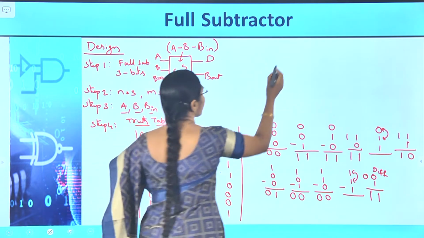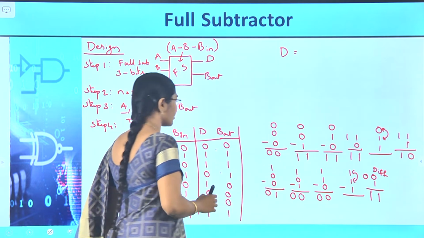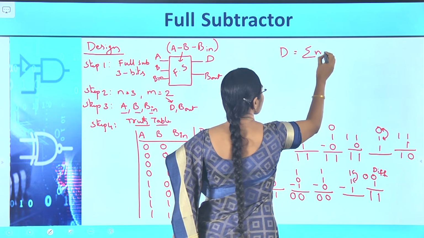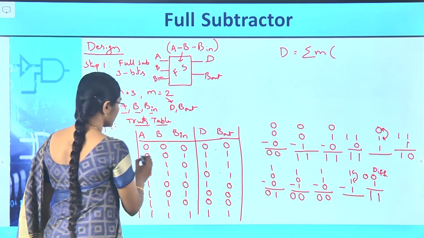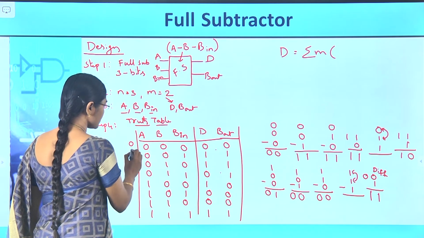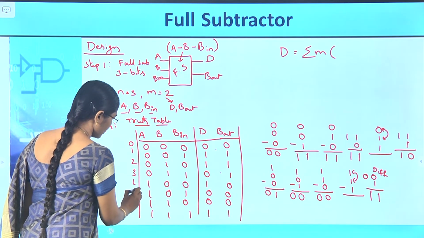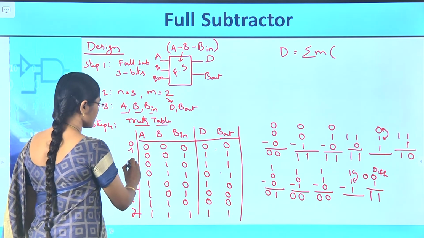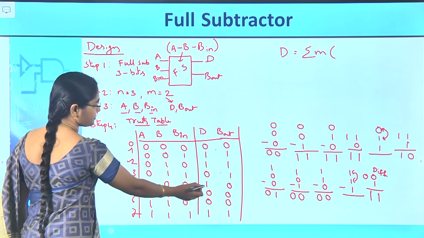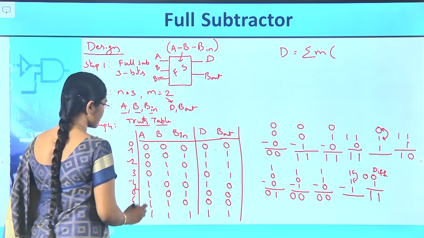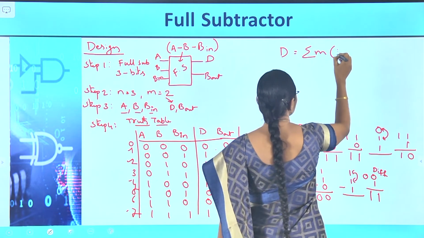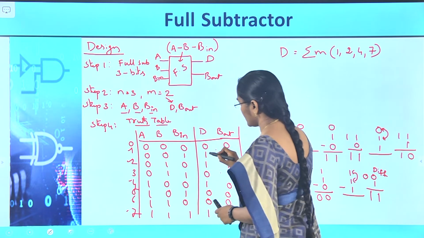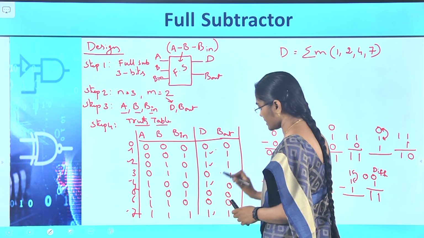From this, if we write difference expression and borrow expression in terms of min terms, what is SOP expression? Difference is equal to sigma m of, what are the min terms existing here? So as per the decimal numbers, min terms are 0, 1, 2, 3, 4, 5, 6, 7. So first min term existing, second is existing, then this one 4 is existing and 7 is existing. So m 1, 2, 4, 7. Okay, 1, 2, 4 and 7.